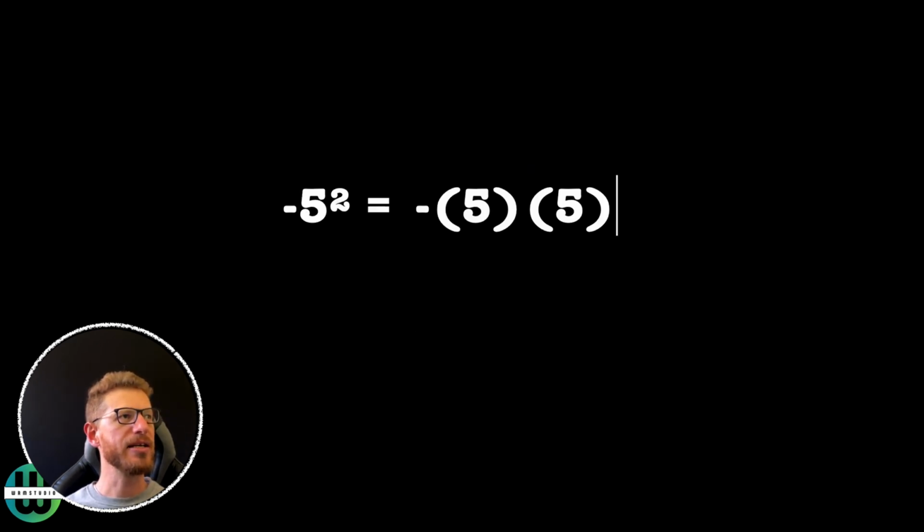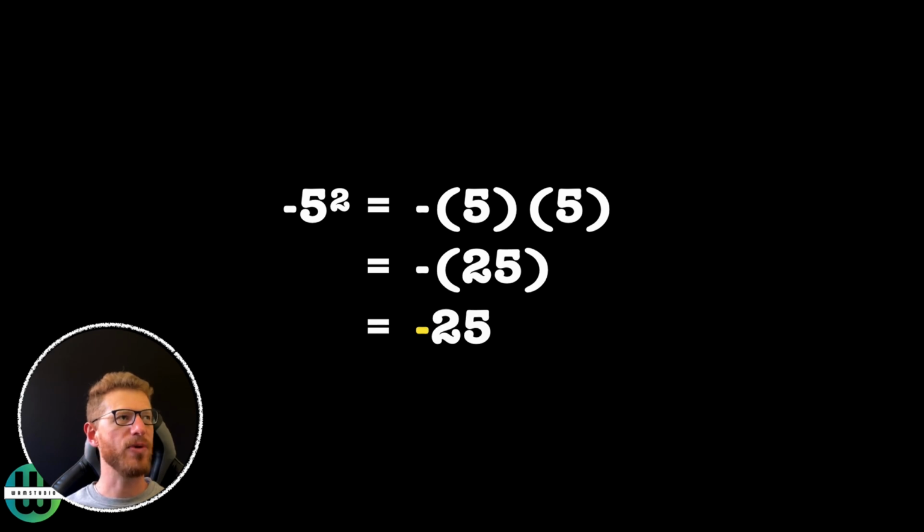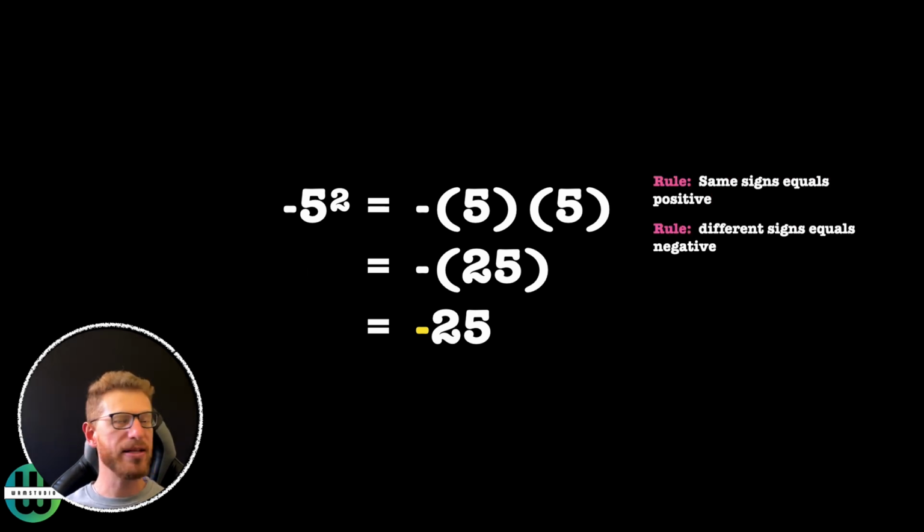Let's have a look at negative 5 squared. Same thing. I'm going to say negative and then 5 times 5. And my rules, again, I'm going to keep them in mind. That's very important. And then I'm going to say, okay, I've got a positive and a positive inside my brackets. That equals a positive number. And then when I move down to my next step, I have a negative times a positive, and that's going to give me a negative number. So my final answer would be negative 25.